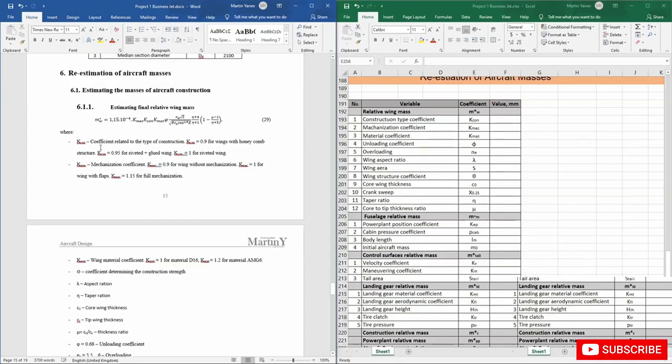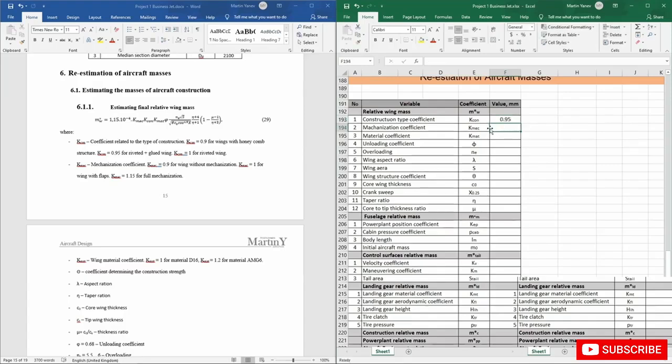So first of all, we have the coefficient related to the mass construction. So we care about how the wing has been constructed, and this coefficient is normally equal to 0.9 for the honeycomb structures or 0.95 for riveted and glued wing. And actually, in my opinion, this one is the best, the riveted and glued wing. So this is the coefficient we're going to use for the construction, and I'm going to write here 0.95.